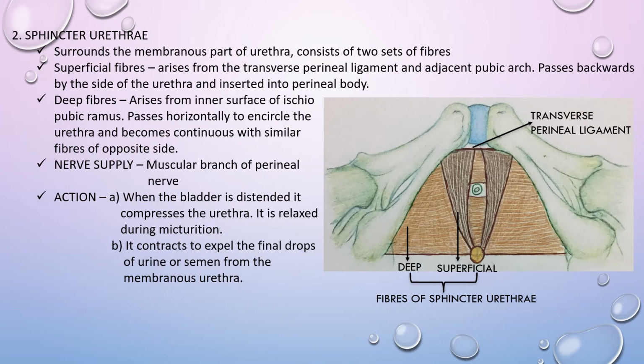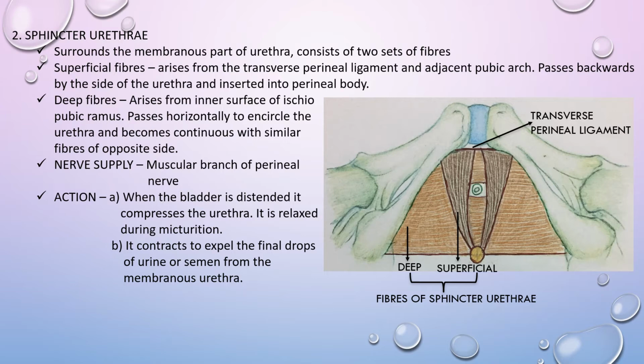The next muscle in males is the sphincter urethrae. The sphincter urethrae surrounds the membranous part of the urethra. This muscle consists of two sets of fibers, superficial and deep fibers. The superficial fibers arise from the transverse perineal ligament and the adjacent pubic arch, pass backwards by the side of the urethra and get inserted into the perineal body.